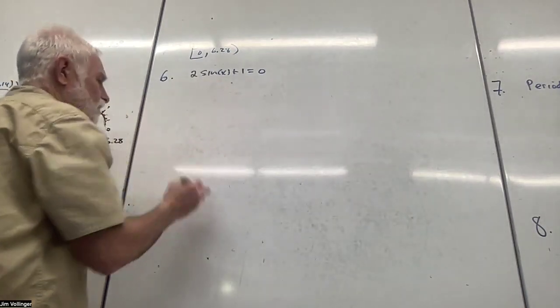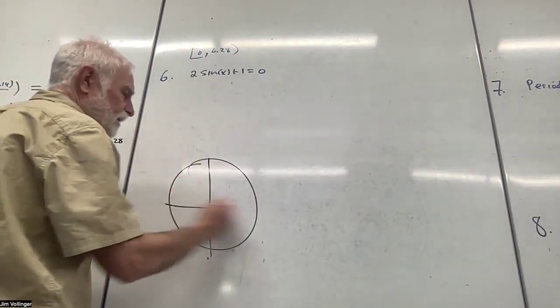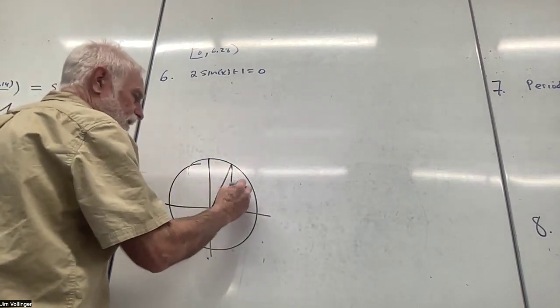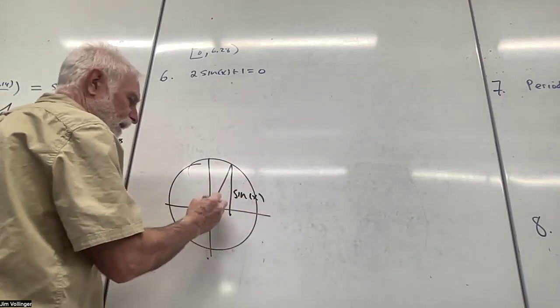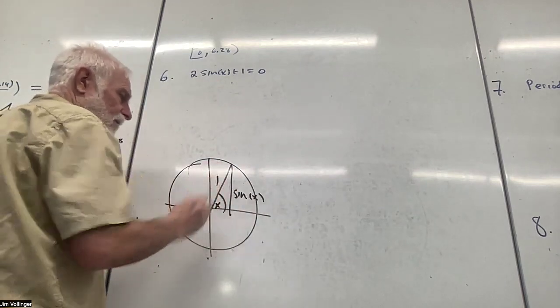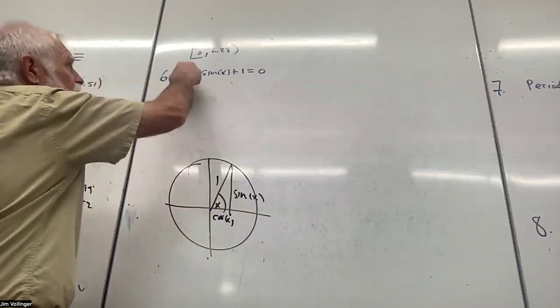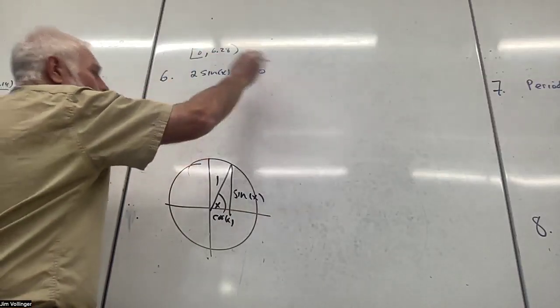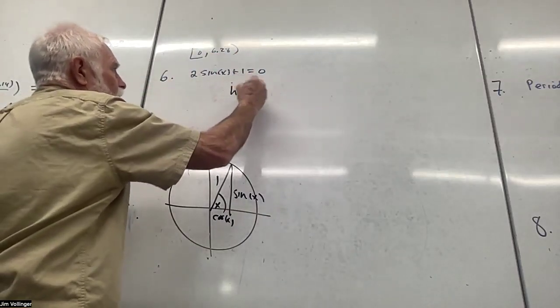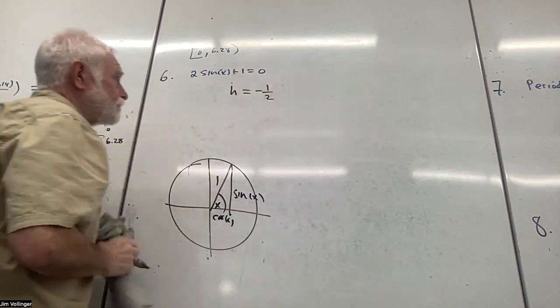Again, height in the unit circle, the sine function is the height. That's the sine of the angle. X stands for an angle. The sine of the angle, the cosine of the angle, if we're in the unit circle. 0 to 6.28, 1 revolution. We want our heights to equal -1/2.